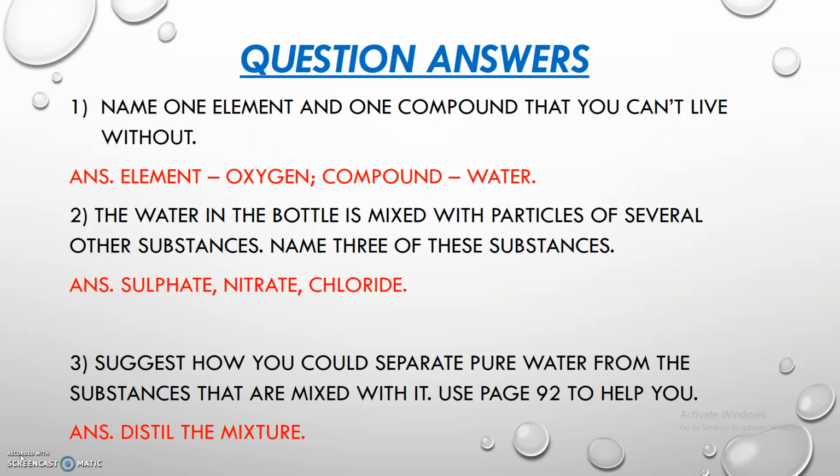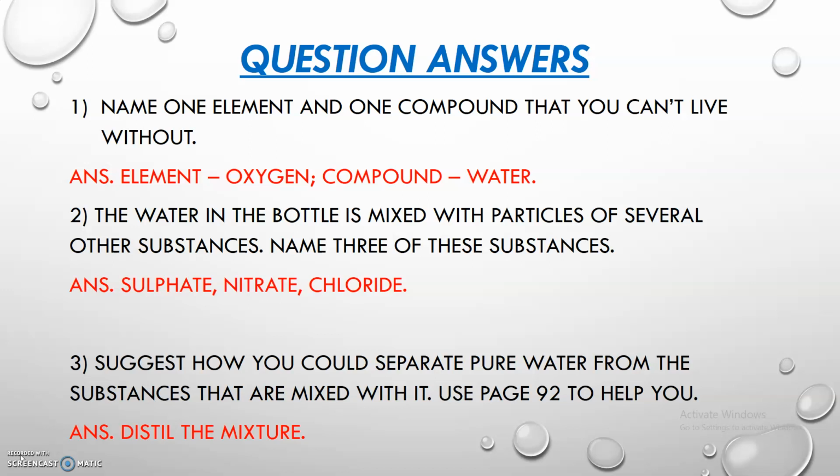Okay. So second question. The water in the bottle is mixed with particles of several other substances. Name 3 of the substances. So if you see the label, you can say any 3 of it. So I'm naming sulfate, nitrate, chloride. You can name any other elements which is present on the label also. Anyways, 3 substances are sulfate, nitrate and chloride.